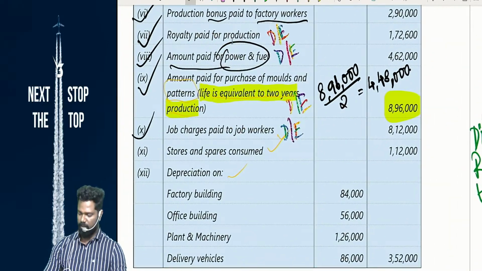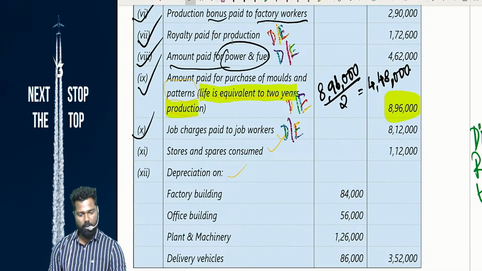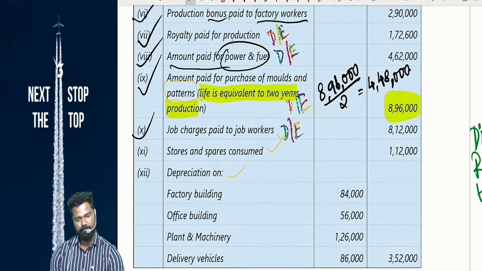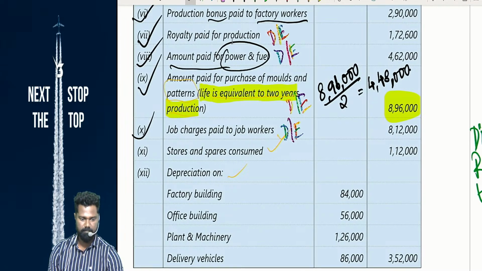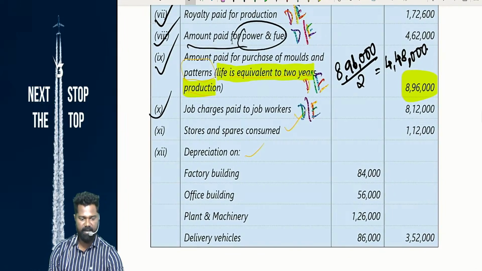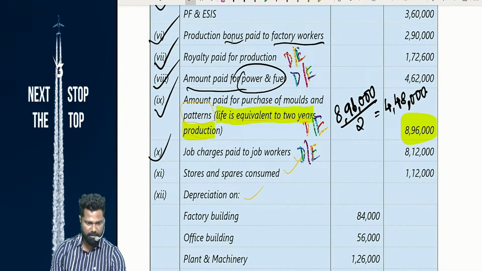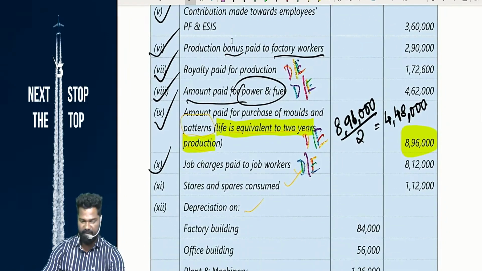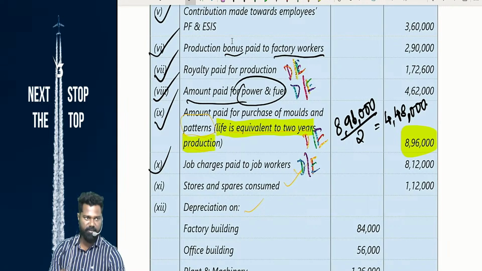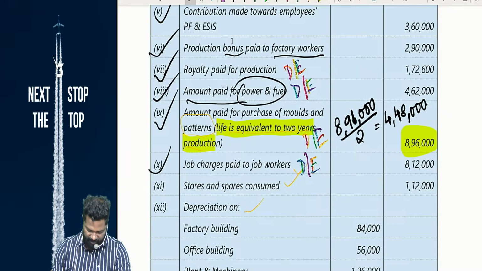Okay. Next is what? Add factory overheads. Once all the items are done, please tick it out. Next, add factory overheads: stores and space consumed. Where does it come? Factory overheads, right? Stores and space. Factory overheads.